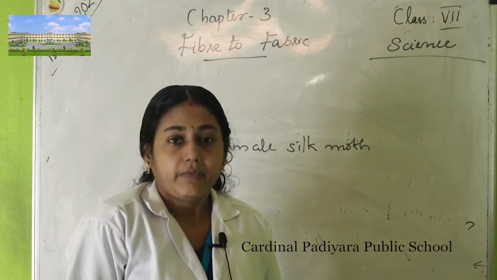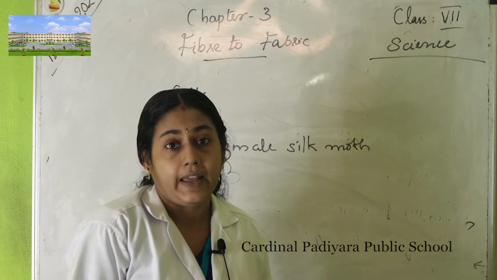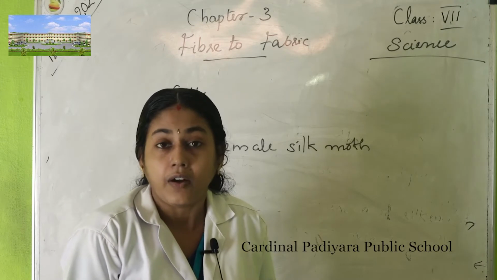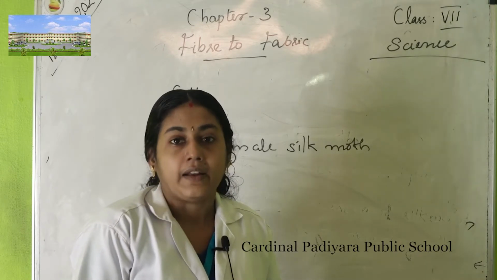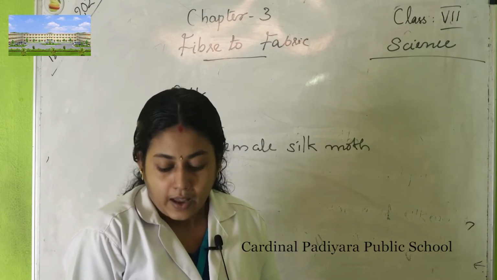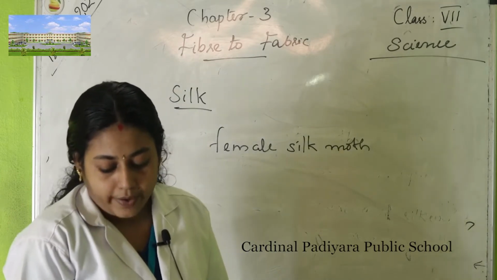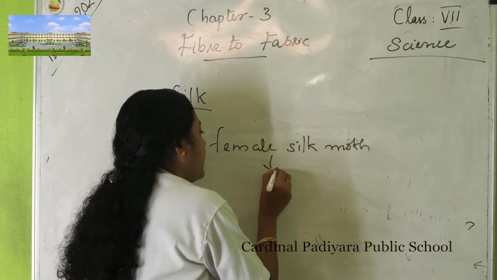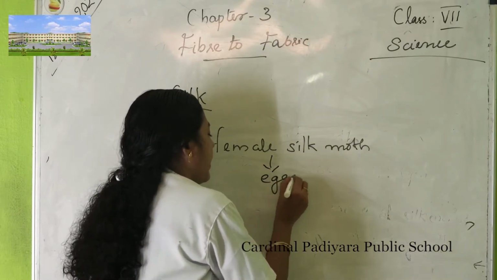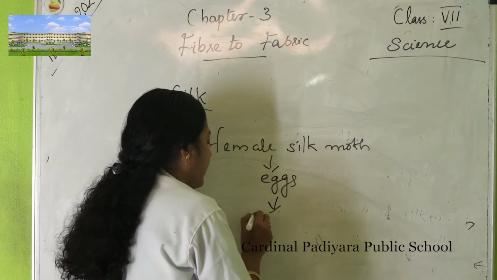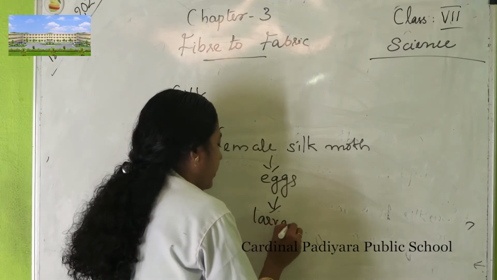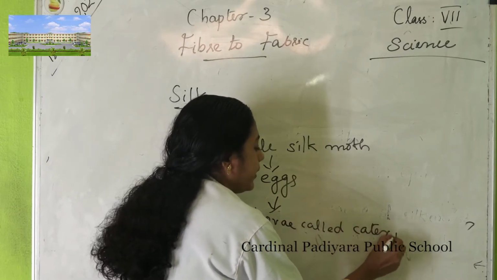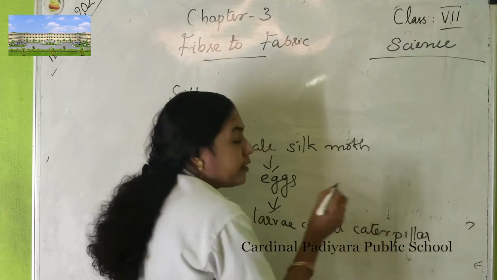And where do they lay eggs? They lay eggs on mulberry leaves. The eggs hatch into larvae, called caterpillar or silkworm.